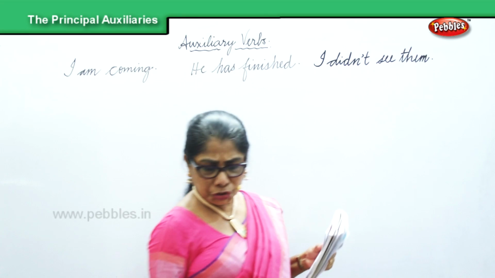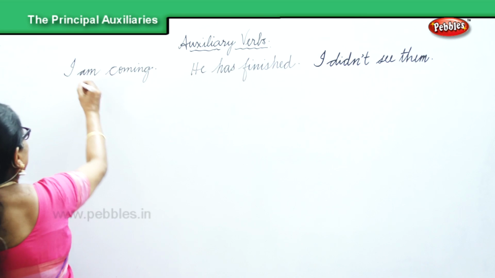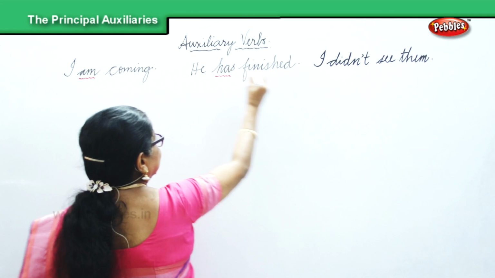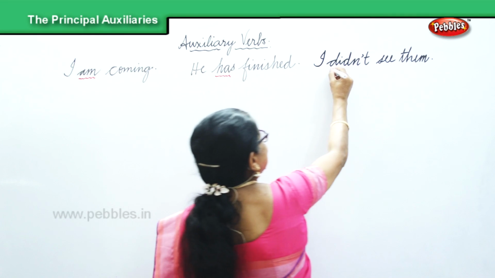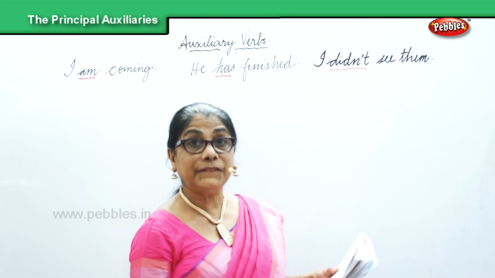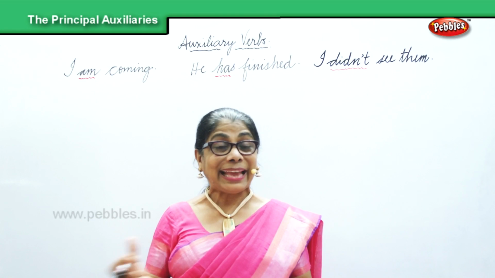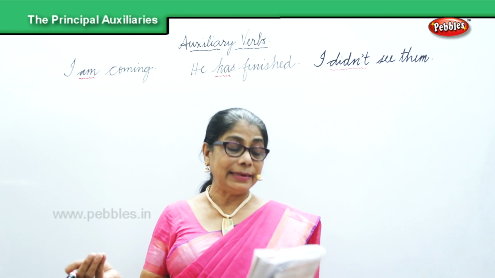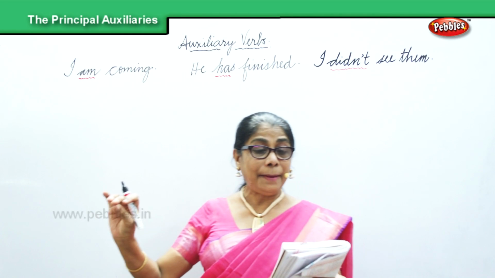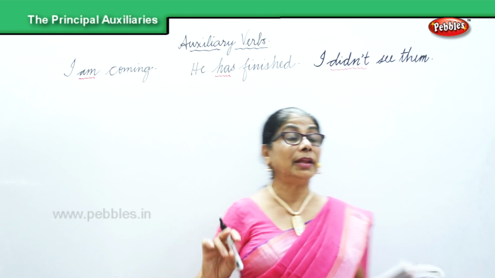I have three short sentences here for you. Now, here am, has, and didn't. Those are verbs. I am coming, am. He has finished, has, and didn't. Now, in these three sentences, am, has, didn't, they are auxiliary verbs.